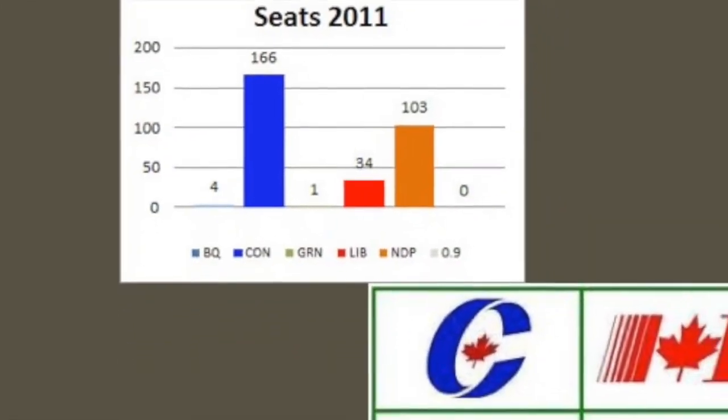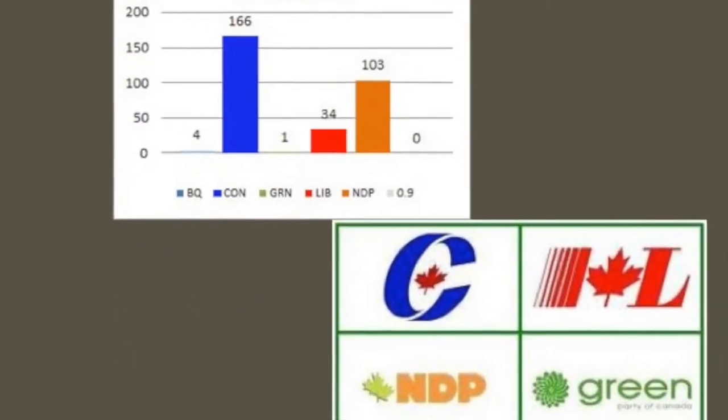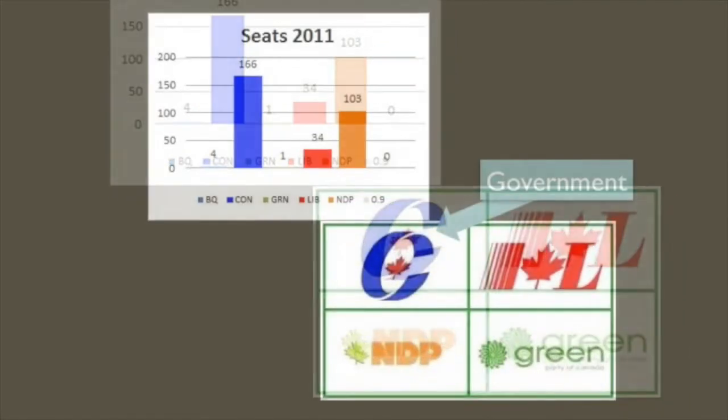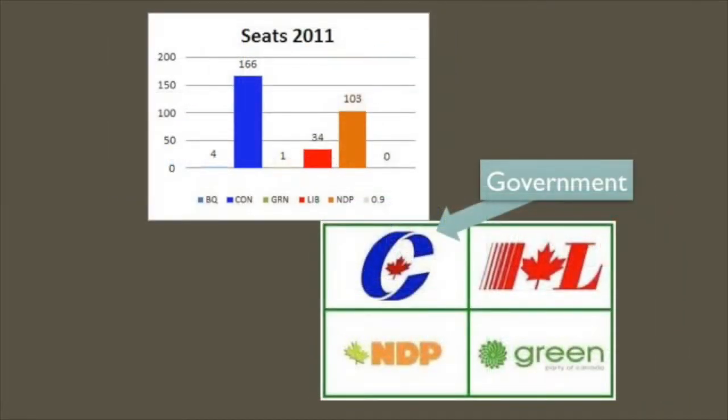Once each riding has voted, we're going to look at which party has the most seats in the House of Commons. The party that has the most candidates elected, or seats, then gets to become the government of Canada, and their leader becomes the Prime Minister. So Canadians don't actually ever vote for our Prime Minister. We vote for a party, and the winning party gets to pick the Prime Minister.